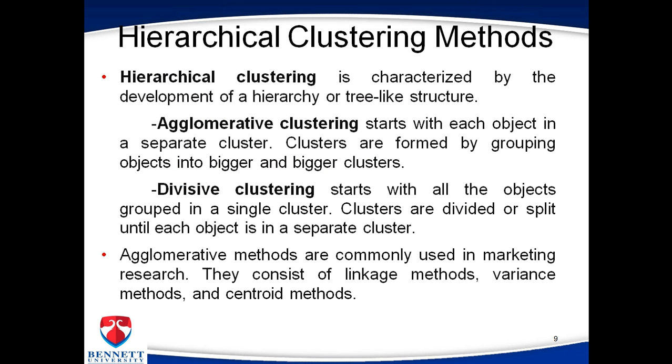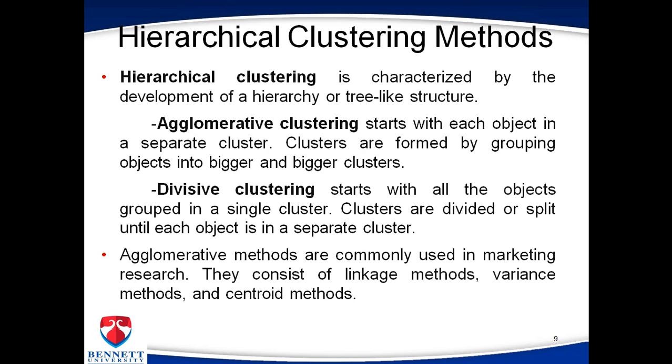As we discussed before, hierarchical clustering has two types, agglomerative and divisive. Agglomerative clustering starts with each object as a separate cluster, and the clusters are formed by grouping objects into bigger and bigger clusters. So a small cluster is formed, then two clusters are combined on the basis of some distance matrices to make a larger cluster, and then it combines with the adjacent ones to make a complete cluster. This type is agglomeration.